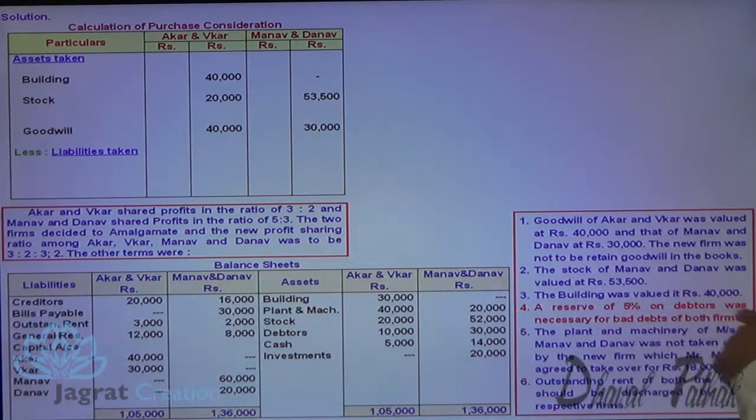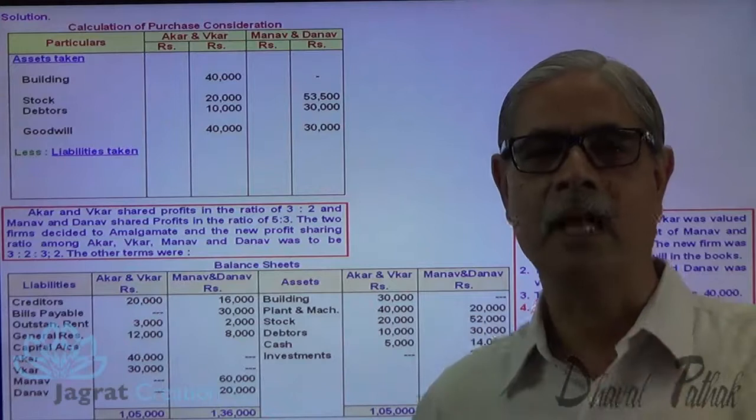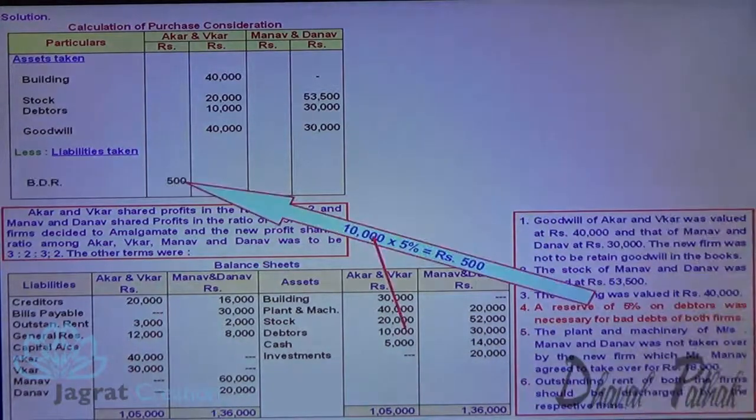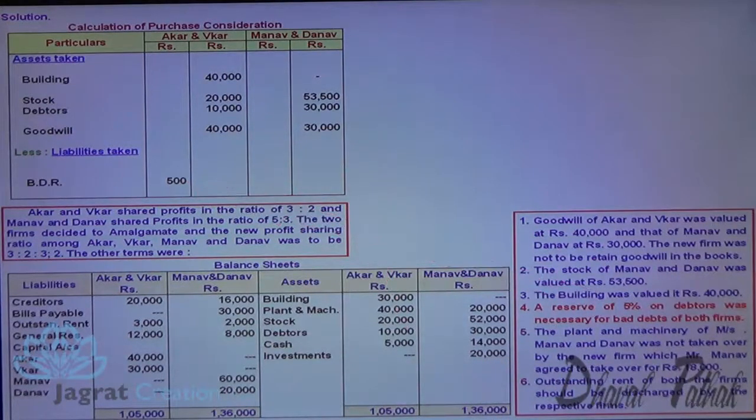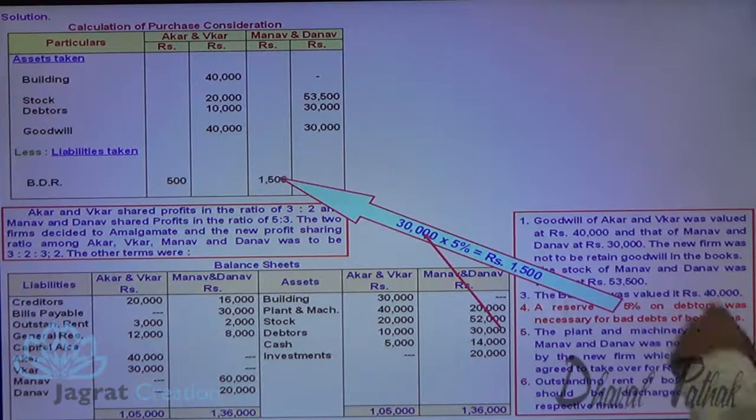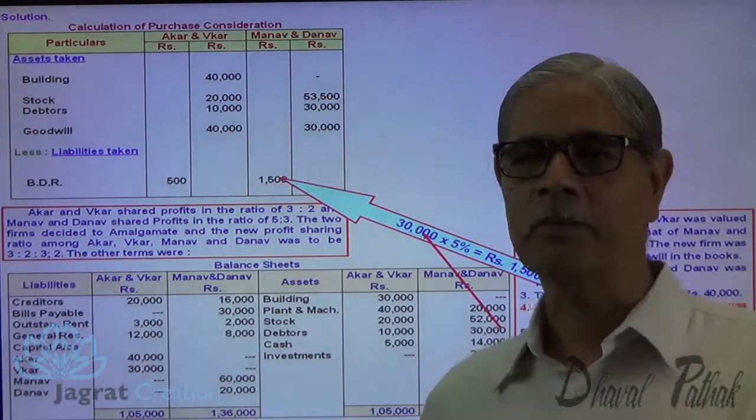Now, a reserve of 5% on debtors was necessary for bad debts. So, what are the debtors? 10,000 and 30,000. The 5% bad debt reserve is required to be deducted, and I will deduct it along with liabilities. So 10,000 into 5%, 500 bad debt reserve deducted. Similarly, 30,000 into 5%, 1,500 bad debt reserve deducted from debtors, and it is deducted along with liabilities.